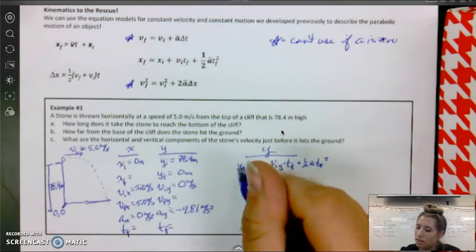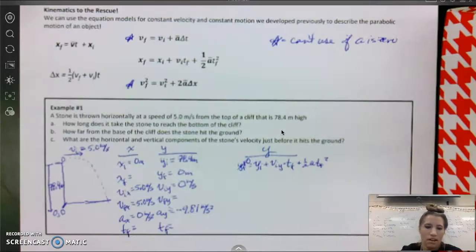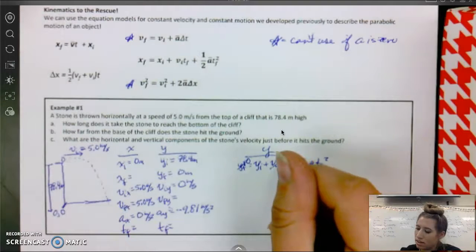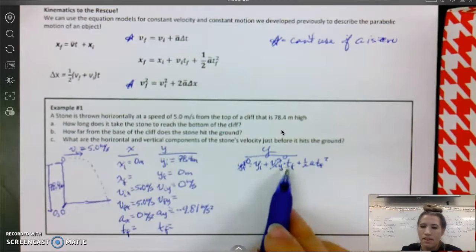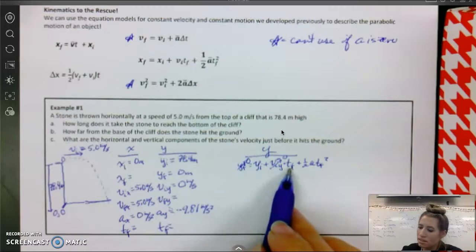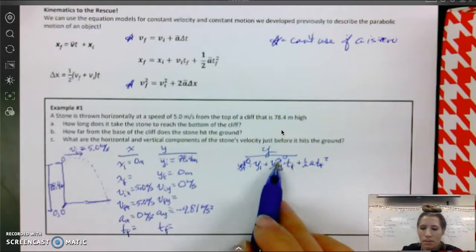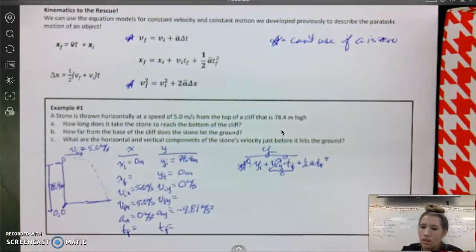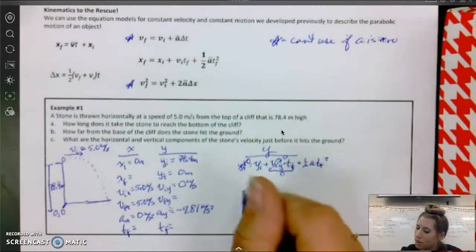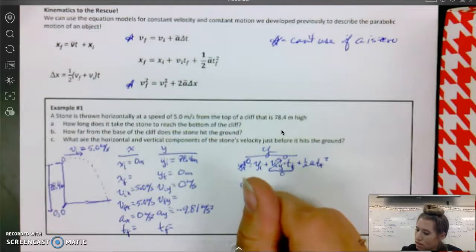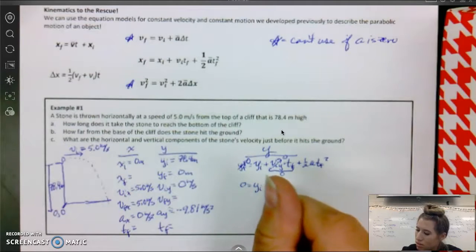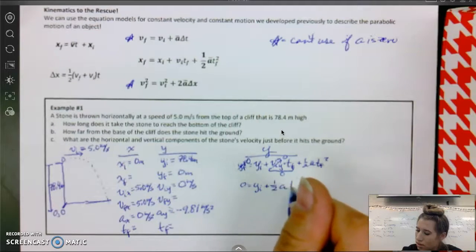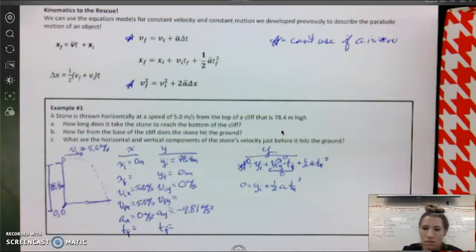Y final, that's equal to 0. And velocity initial, that is equal to 0. Anything multiplied by 0 is 0. So this t final, even though that's the component we're looking for, it's multiplied by 0, so this whole thing becomes 0. So if I were to rewrite this equation, I would say 0 is equal to y initial plus 1/2 acceleration t final squared.